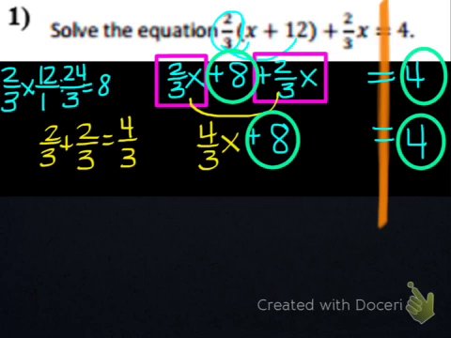Okay, so now I've got 4/3 x plus 8 equals 4. I've got the like terms circled again. I want to move this positive 8 to the other side. In order to do that, I'm going to do the opposite. The opposite of positive 8 is negative 8, or subtract 8. So I'm left with 4/3 times x on this side is equal to 4 subtract 8.